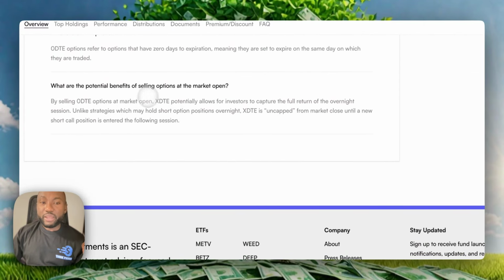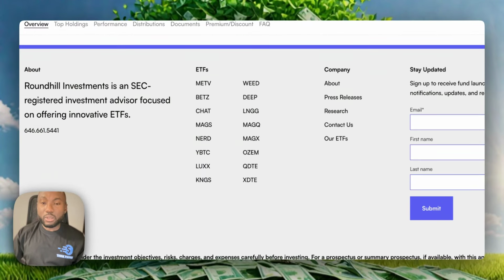What are the potential benefits of selling options at the market open? By selling 0 day to expiration options at the market open, XDTE potentially allows investors to capture the full return of the overnight session. Unlike strategies which may hold short option positions overnight, XDTE is uncapped from market close until the new short call option is entered the following session. So, that's too much explanation, but you get the picture here, guys. So that's all about this ETF.